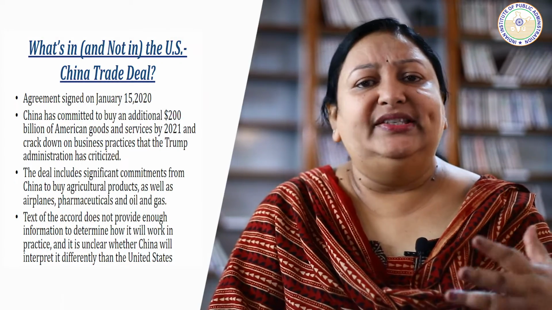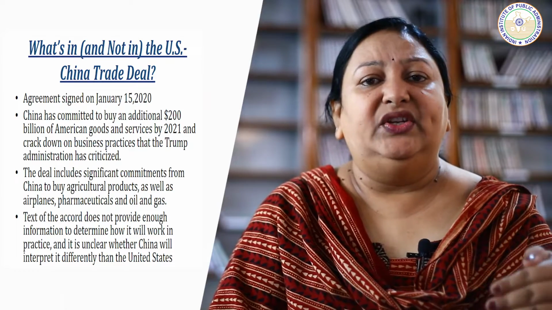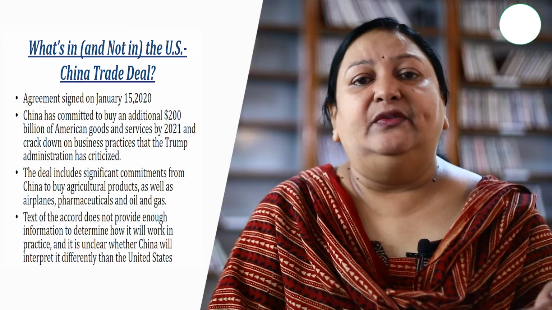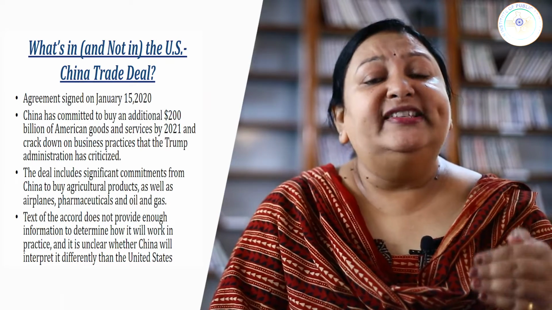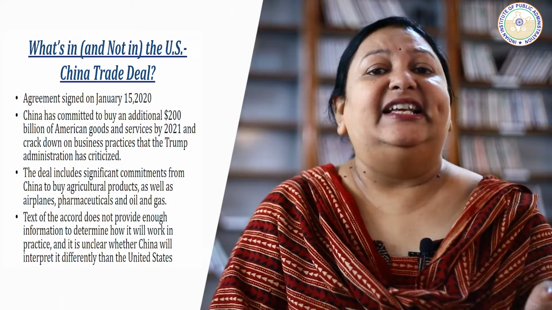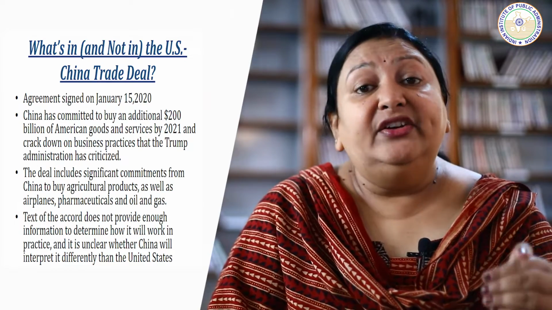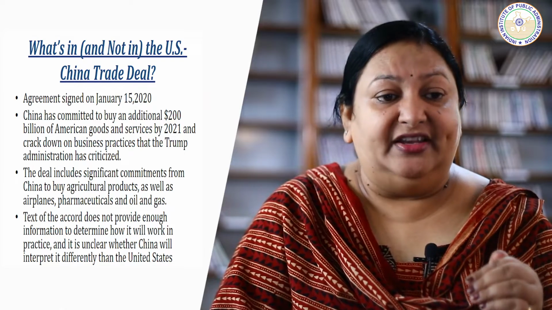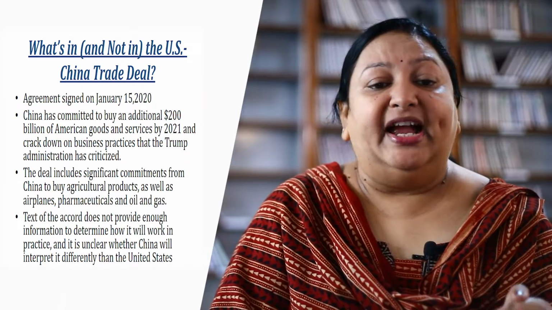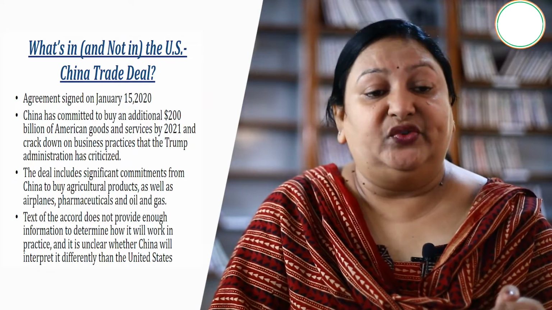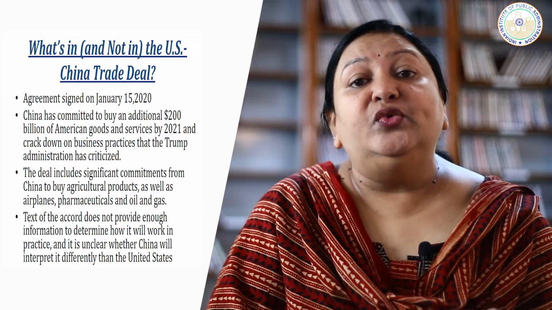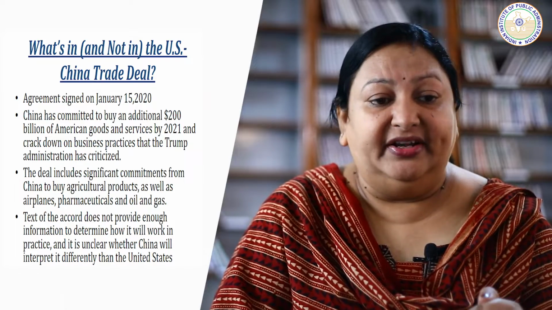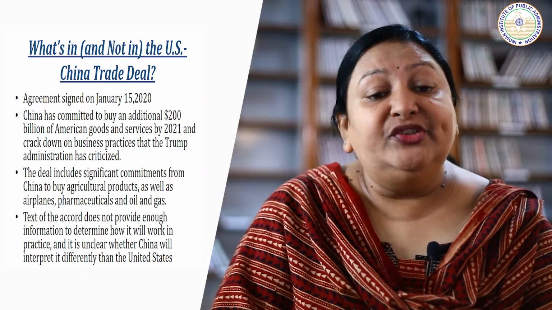Now, China and the US have come to some kind of an understanding in recent months. They have struck a deal, and this deal was signed on the 15th of January 2020. Now, what are the main features of this deal? As a part of this deal, China has agreed to buy an additional 200 billion of American goods and services by 2021 and crack down on business practices that the Trump administration has criticized. The deal also includes significant commitments from China to buy agricultural products from the Americans as well as airplanes, pharmaceuticals, oil and gas.